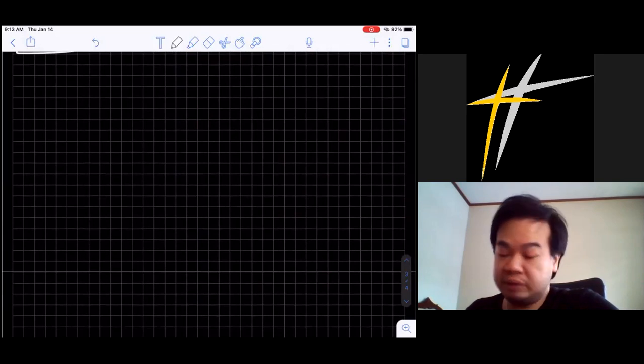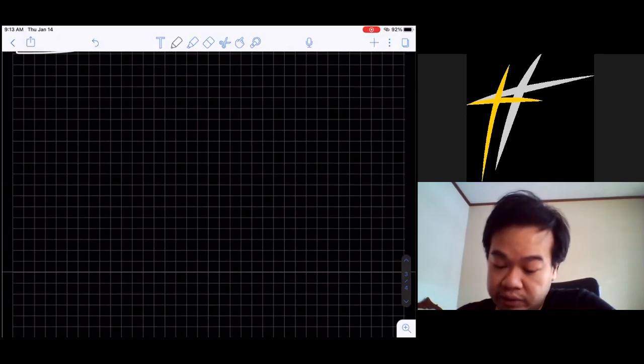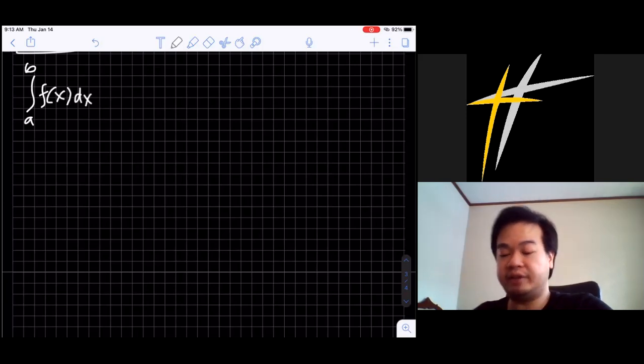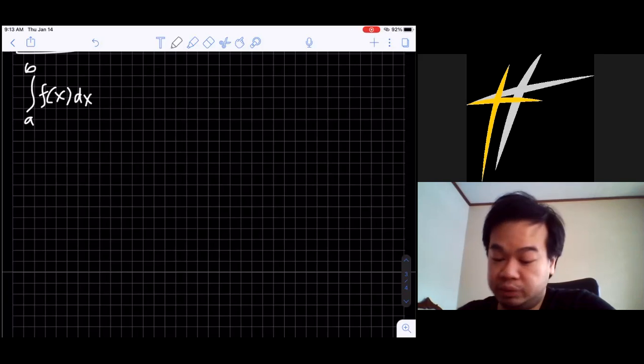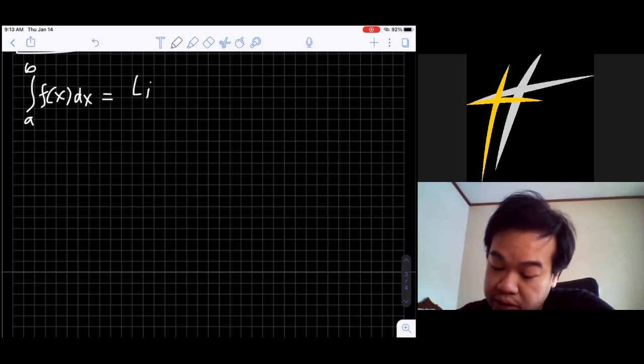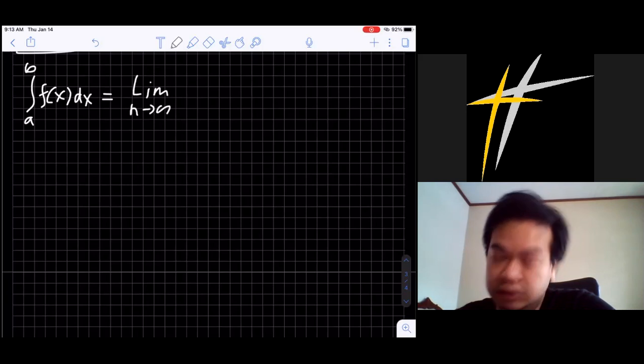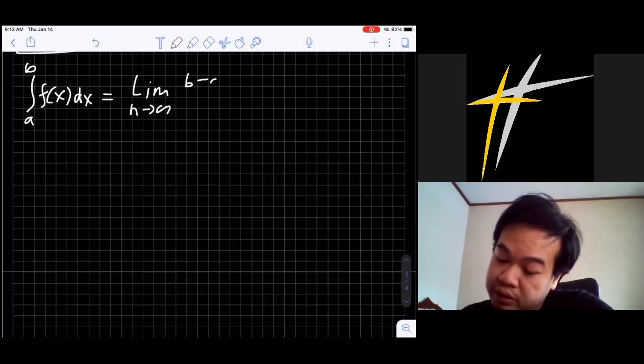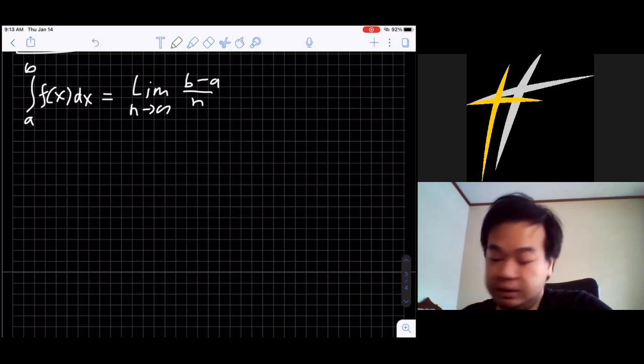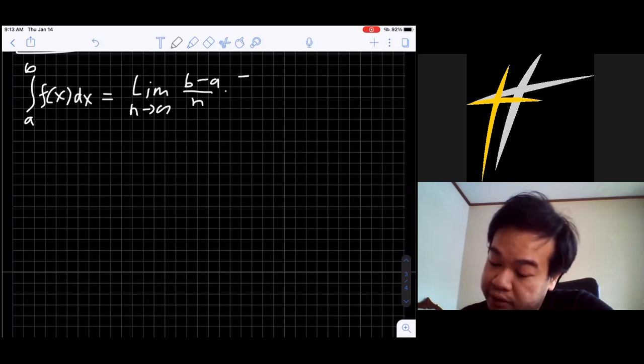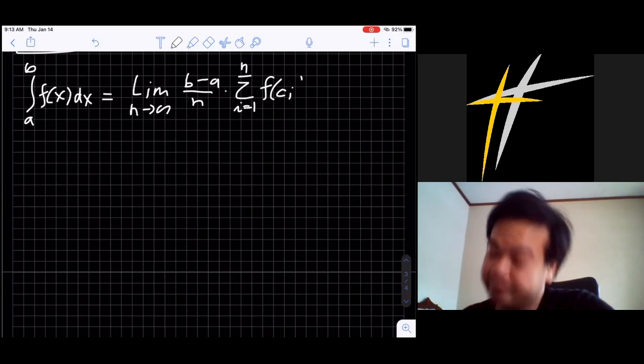On the previous lesson, the main important thing that you need to keep in your mind is the mathematical definition of definite integral. I will write it again one more time. The mathematical definition of the definite integral: the integral of f(x) dx from x equals a until x equals b is equal to the limit of n approaching infinity of (b minus a)/n, multiplied by sigma from i equals 1 until n of f(ci).